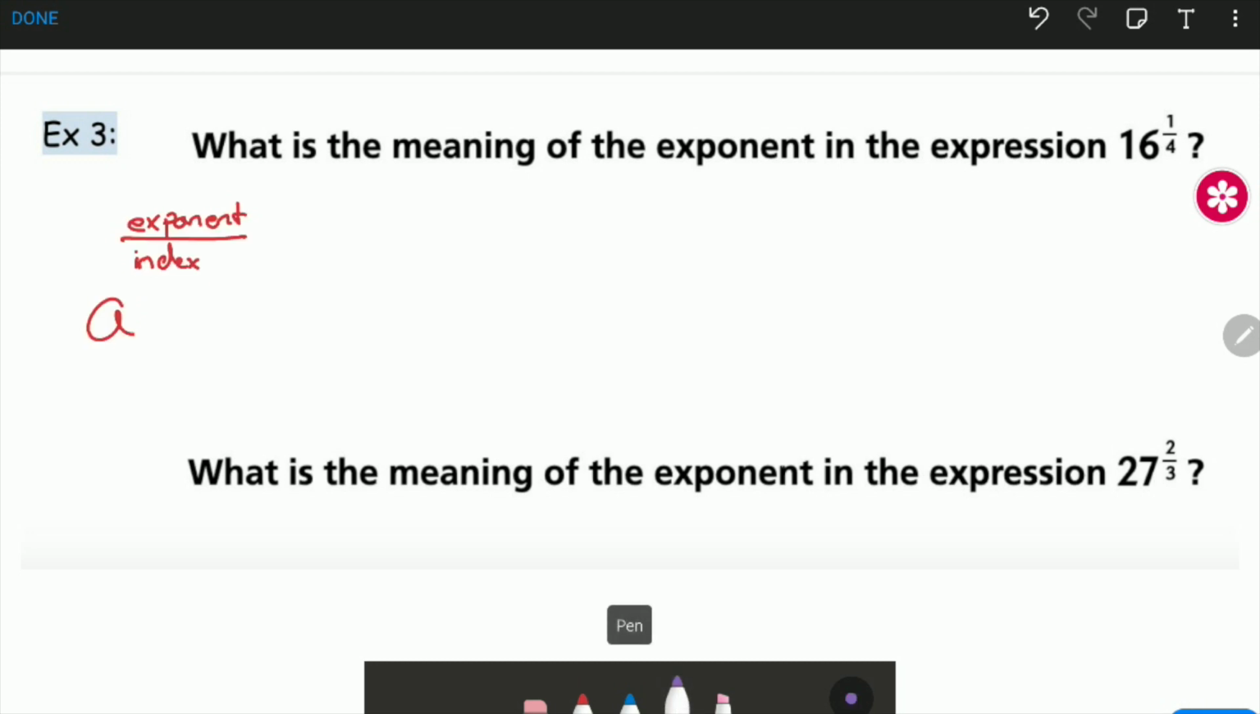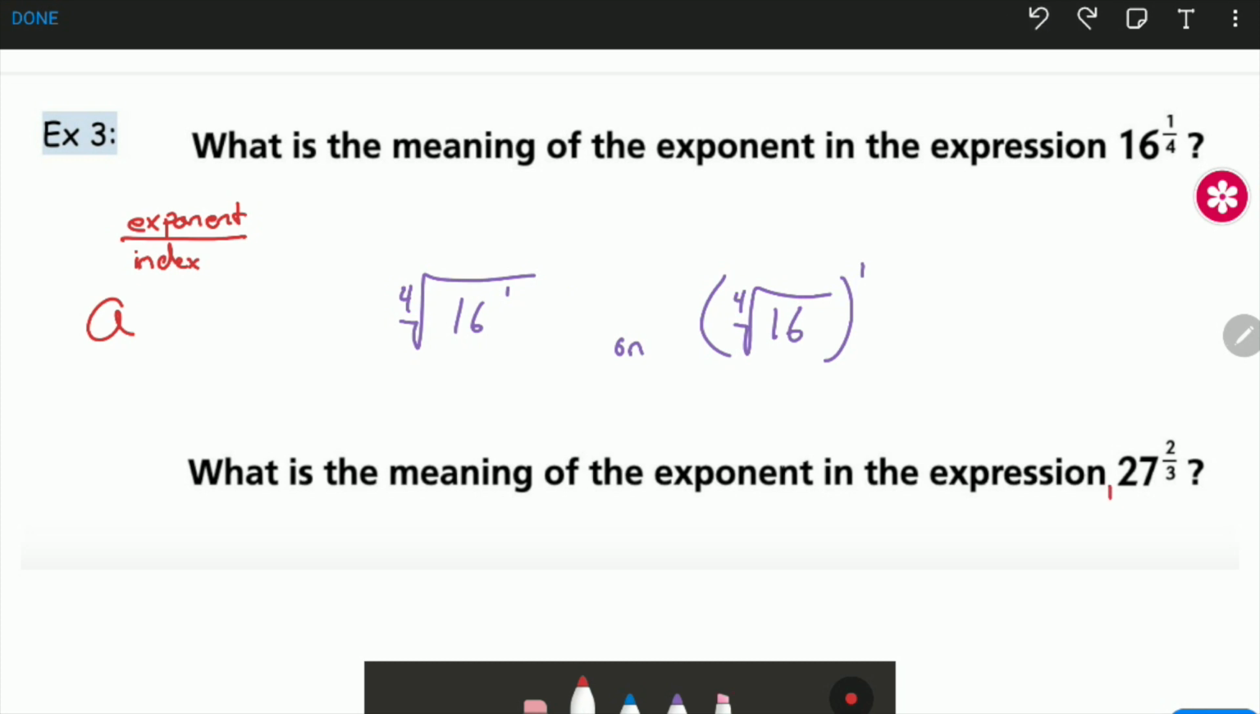So if we're talking about 16 to the 1/4 power, then we can rewrite this as the fourth root of 16 to the first, or as an alternative way, the fourth root of 16 in parentheses to the first. Now the 1 here in this case is not implied, I'm just emphasizing it for the interpretation of the meaning.